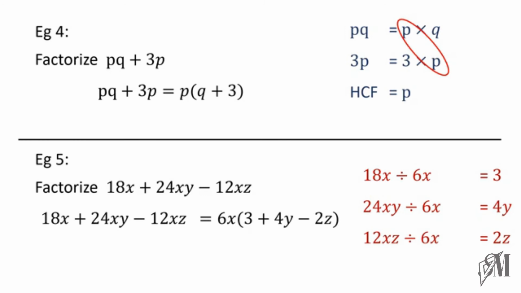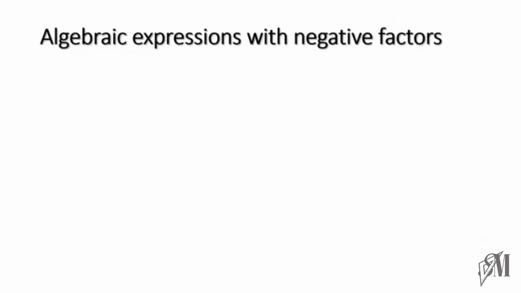Moving on to the next part, algebraic expressions with negative factors. Now what we do here is, if they ask you to write the given expression with a negative factor, we have to take a negative number out of the brackets. So in that case, look at this example, minus 3x plus 6y. You can see both 3 and 6 can be divided by 3. So since we have to write it as a factor with the negative term, we select minus 3. Since it should be a negative factor, I take minus 3.